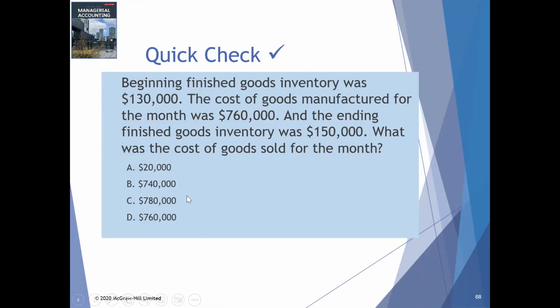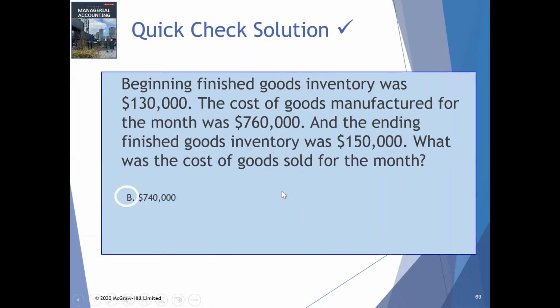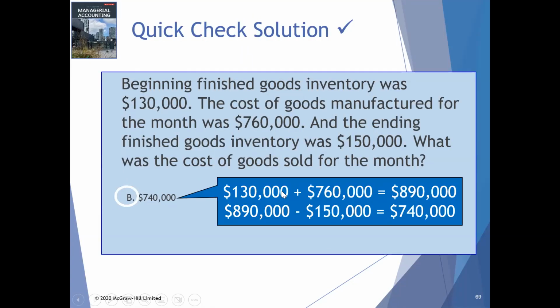Now look at this. Beginning of the finished goods inventory was 130. Cost of goods manufactured was 760,000. Means opening stock plus cost of goods manufactured minus closing stock at the end of the period, then 740,000 will be the right answer.